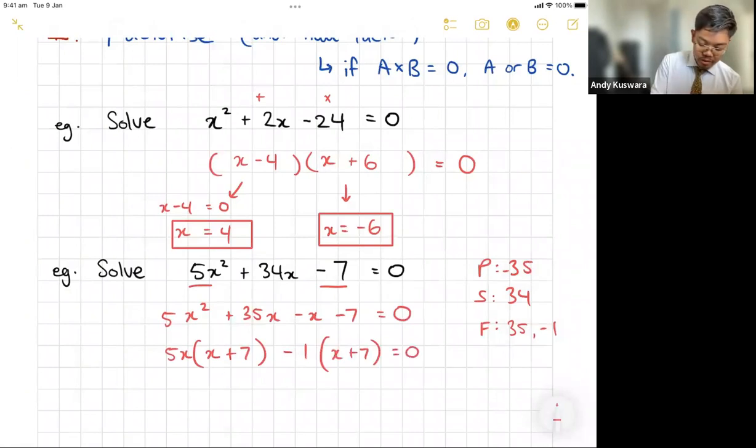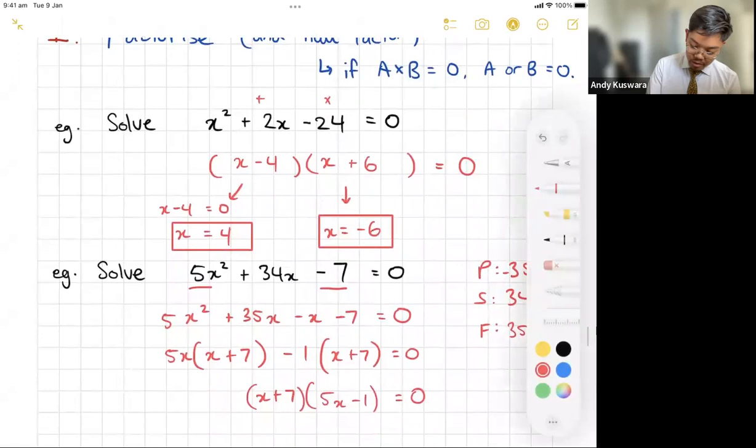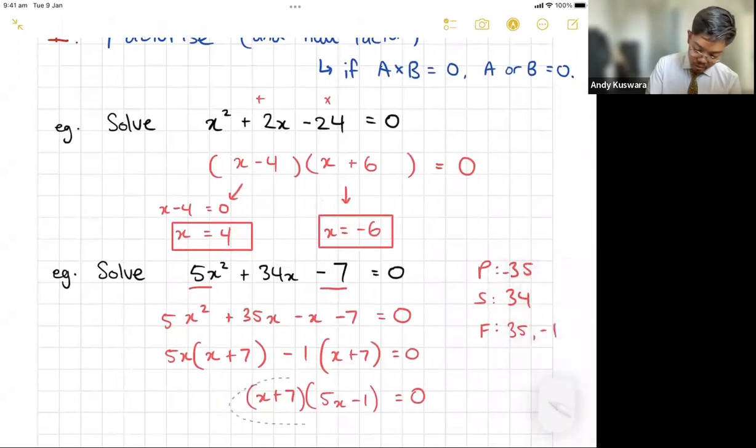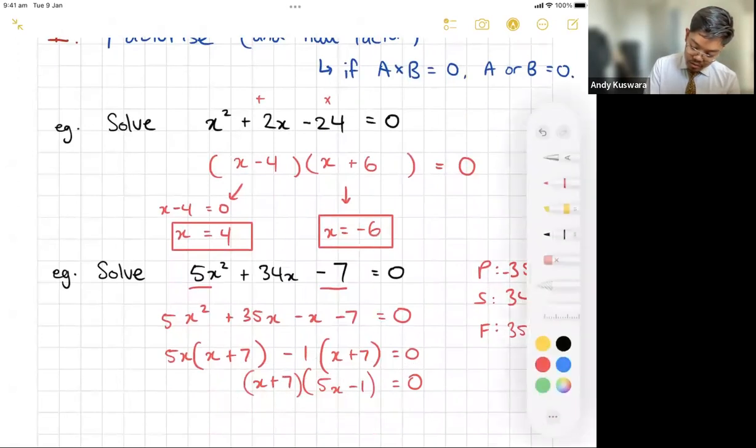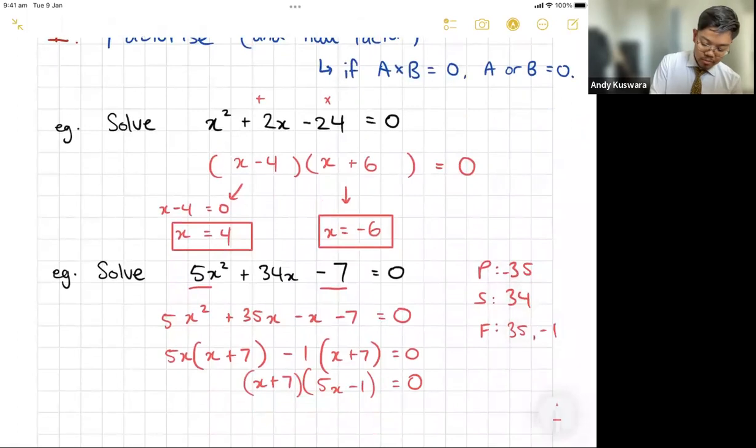And taking this a little further, I can see x plus 7 is in one bracket, and then the other bracket must be what's left, which is 5x and a -1. Now that I've got this, I'm going to look at each individual bracket and see what the value of x would be that would make it 0. So for this one here, I can see x would equal -7 to make that bracket 0.